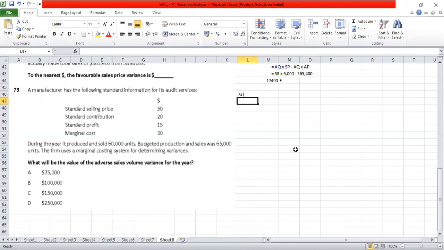A manufacturer has the following standard information for its audit services. We have standard selling price, standard contribution, standard profit, marginal cost. During the year, it produced and sold 60,000 units. Budgeted production and sales was 65,000 units. The firm uses a marginal costing system for determining variances. What will be the value of the adverse sales volume variance for the year?